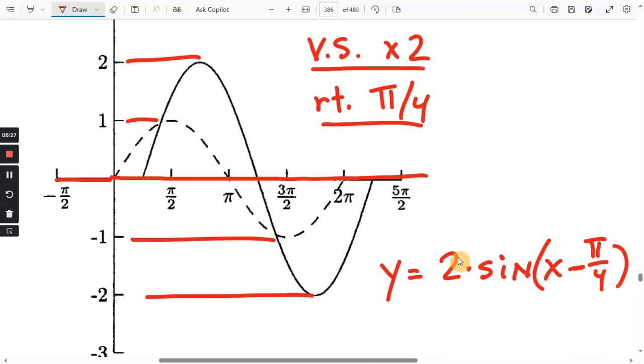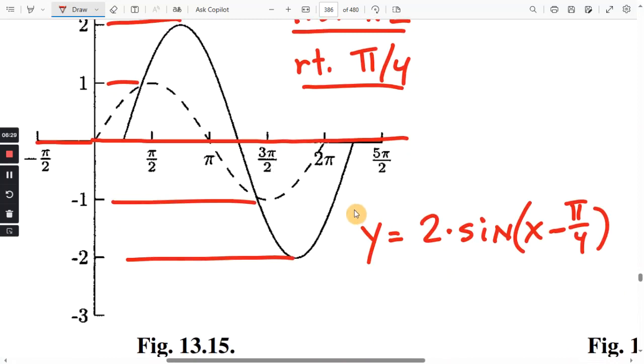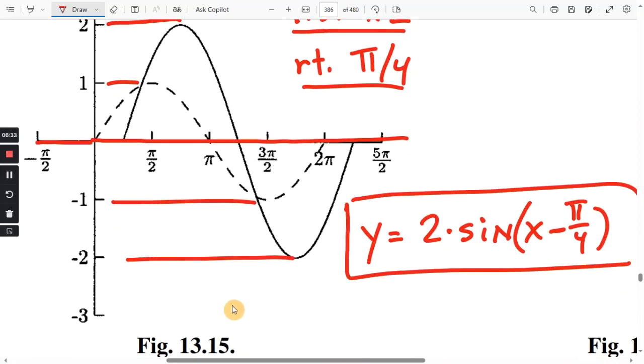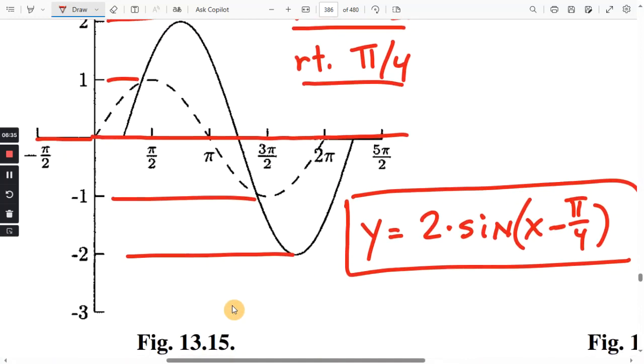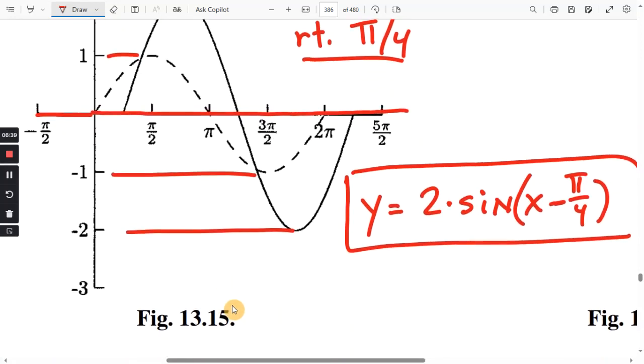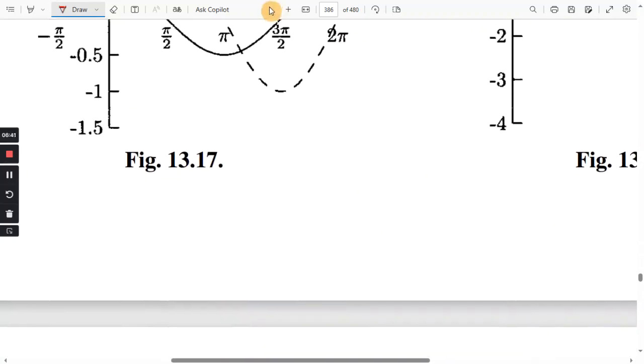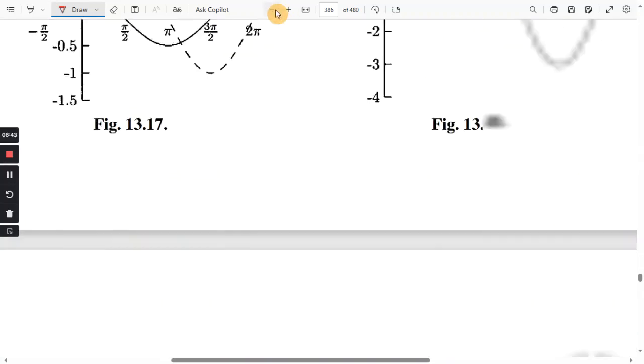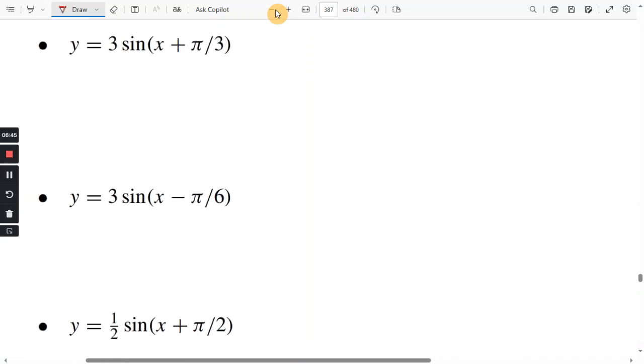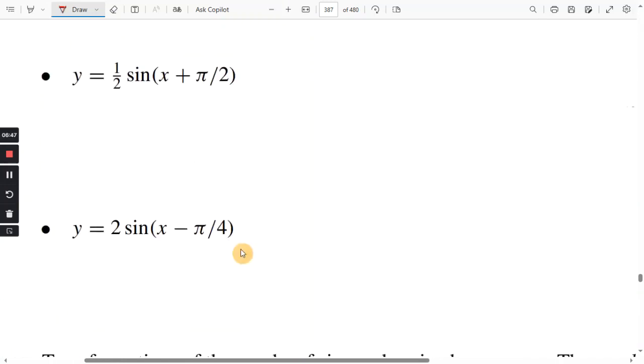All right, so that is the equation for figure 13.15. All right, so 2 sine of x minus pi over 4. That is 13.15. All right, let's look at 13.15. This one right here. That's going to be figure 13.15.